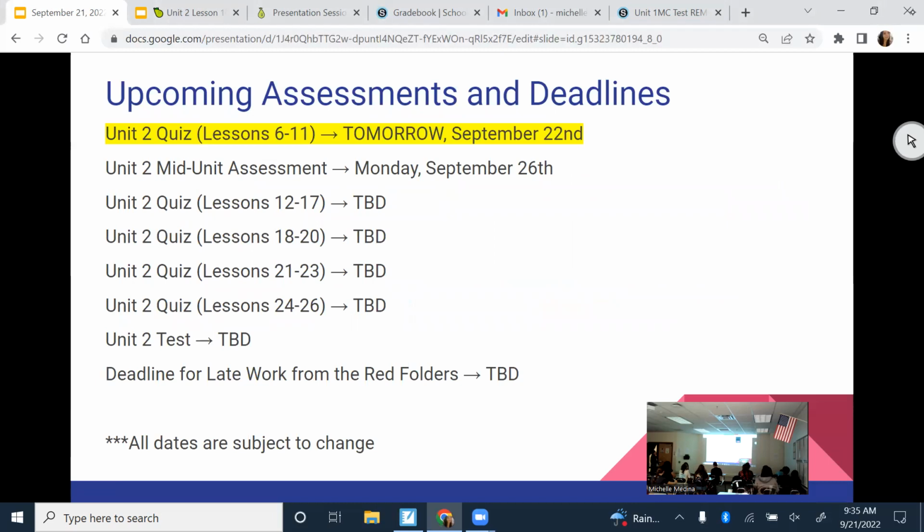The next quiz may be tomorrow. We might have to push it to Friday. We'll just have to see. But it's on lessons 6 through 11. So we are on lesson 10, so we're getting closer. So questions on any of that so far?